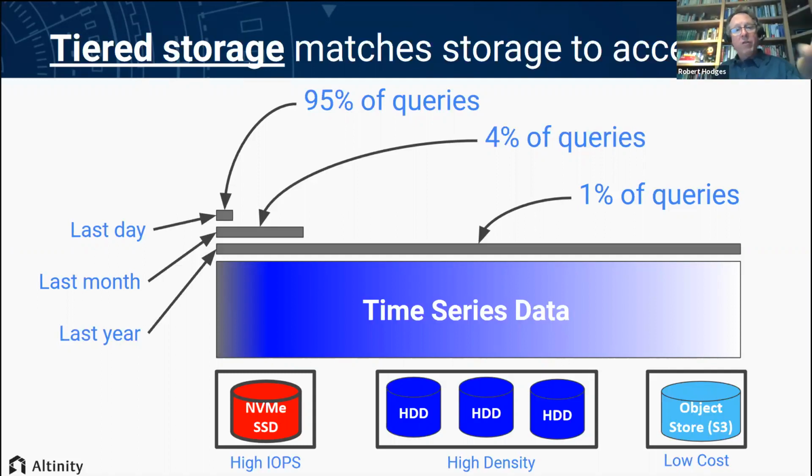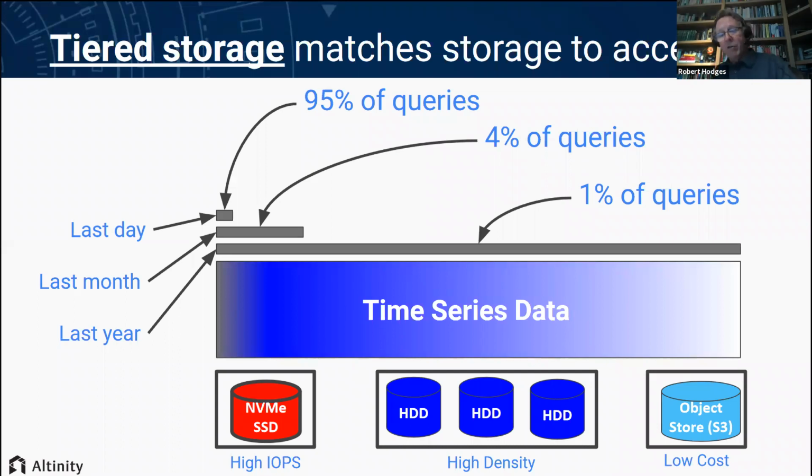Okay, so the idea with tiered storage is that when you look at data, particularly time-ordered data, a very large number of your queries are going to run on the most recent data. And as you go from days to weeks to months to years, the number of queries that you're going to run on them are going to fall off almost exponentially. So what tiered storage does is allow you to match storage to the level of access that you need for the data. So for example, you can use NVMe SSD to host your most recent data, say over the last day or the last 12 hours.